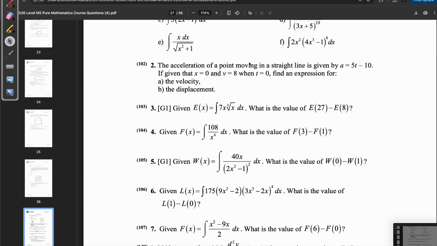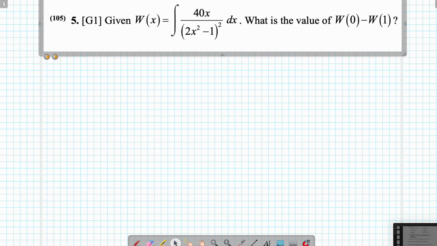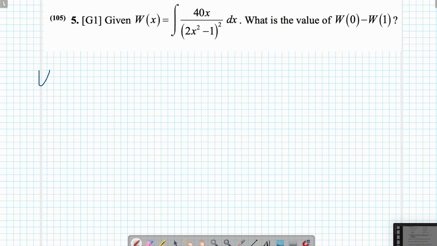Number 5. Given that w of x is equal to the integral of 40x over 2x squared minus 1 squared dx, what is the value of w of 0 minus w of 1? Now let's start. To solve this question, first we need to let u, 99% of the time, be the thing inside of the brackets without the power. So 2x squared minus 1. So du will just derive it, will be 4x dx.